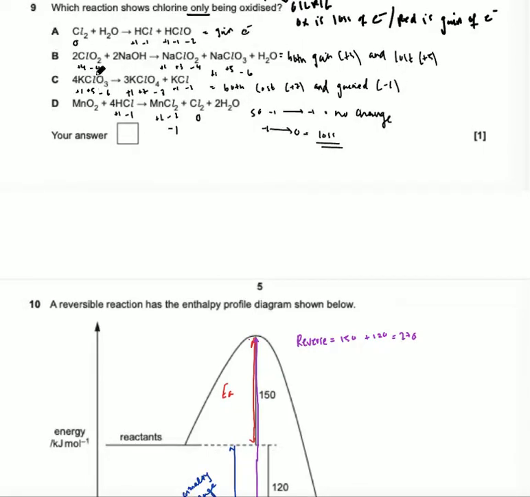C, we have chlorine over here, it's +5 because we have a -6 for the total of oxygens, and a +1 because potassium is also in group 1.